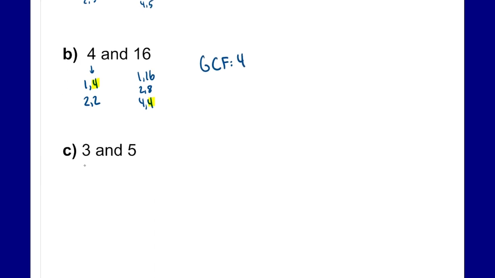For 3 and 5, 1 times 3, that's it. For 5, 1 times 5, that's it. So in this case, my greatest common factor is 1. Right? Or you could say there isn't really a greatest common factor because everything can be divided by 1. We'll learn that when the greatest common factor is 1, you can't really do much more to it. Because if I take out or divide things by 1, it's not going to change anything.